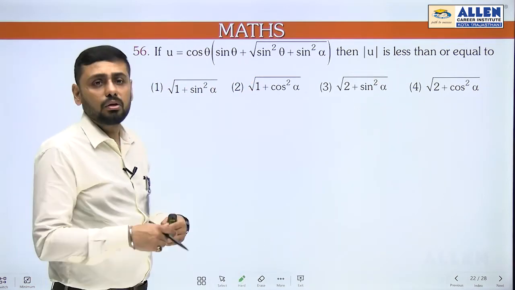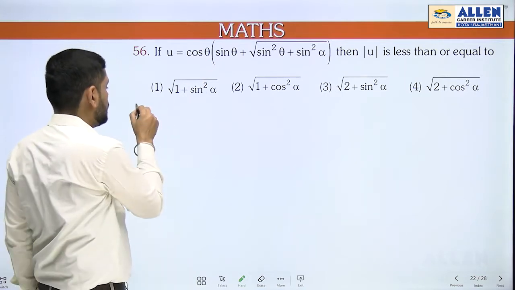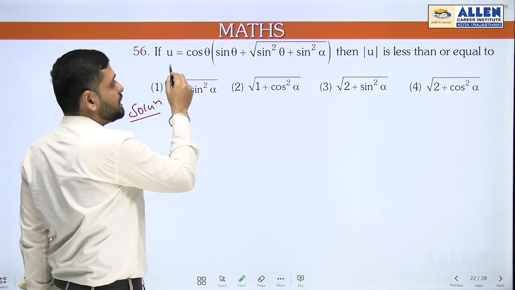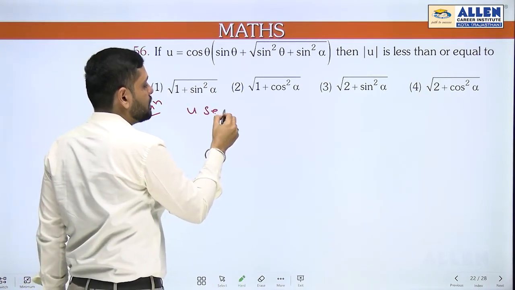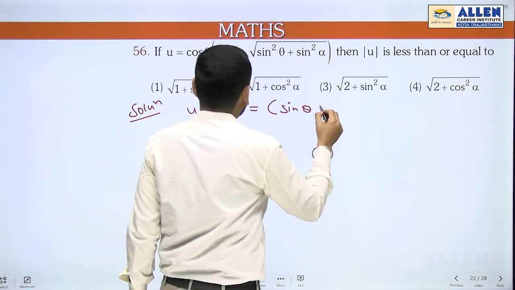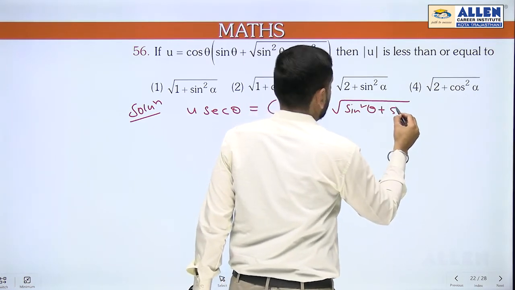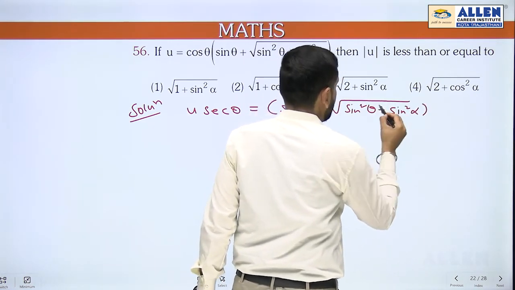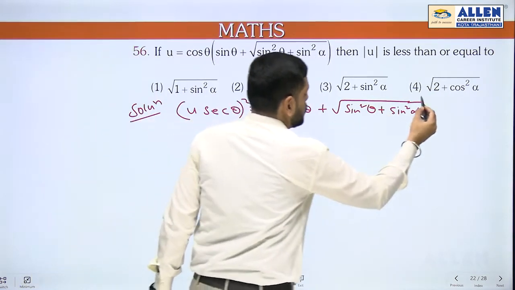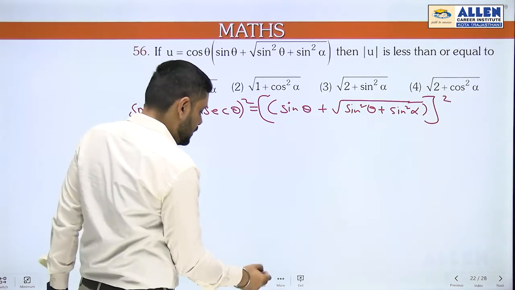We need to find the value of mod u, right? So how to do it is, let's do one part. We'll take cos here and divide by cos theta, and take it in the numerator. We'll get u sec theta equals sin theta plus under root of sin square theta plus sin square alpha, right? Now we'll do the whole square on both sides so this root part will get removed, and before doing it we'll do one thing.